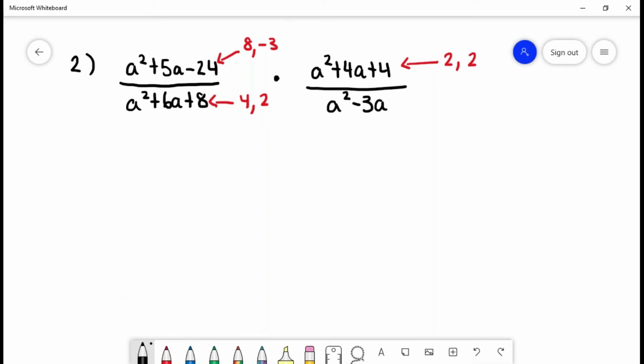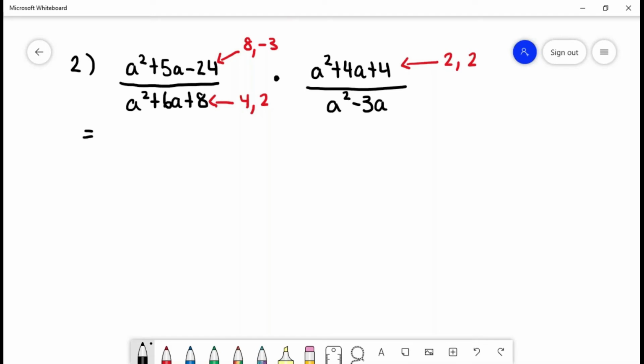And finally, as you can see in this denominator over here, this a squared minus 3a, we actually do not need to find two numbers as there is no constant term at the end. So it's actually not a polynomial in the form of ax squared plus bx plus c. So we can just simply factor out our common term in our next step, which would be a.